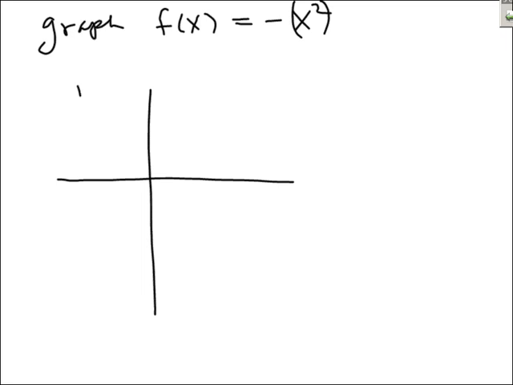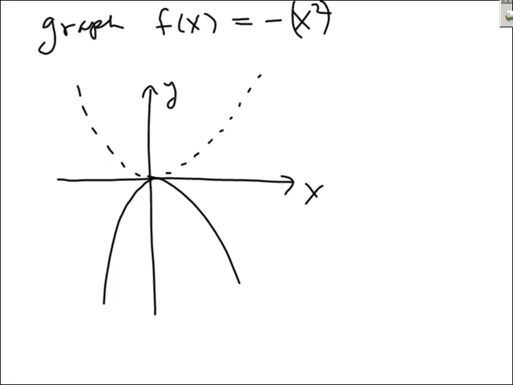Since x squared goes like this, negative x squared is just upside down. Problem is done. Next one. Putting a minus sign in front just is a command to draw it upside down.